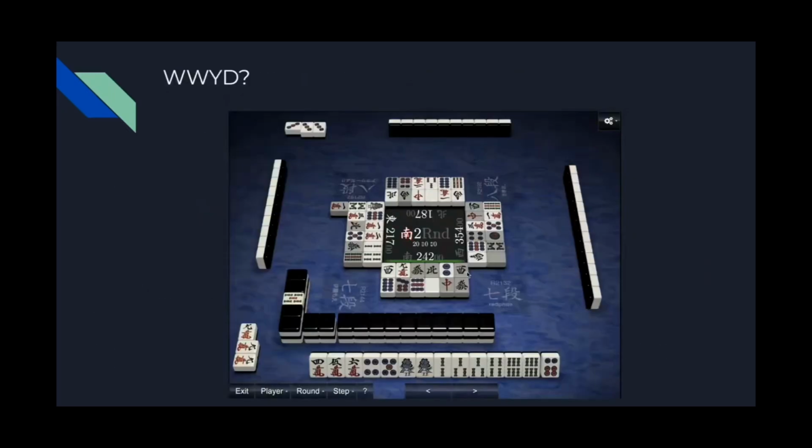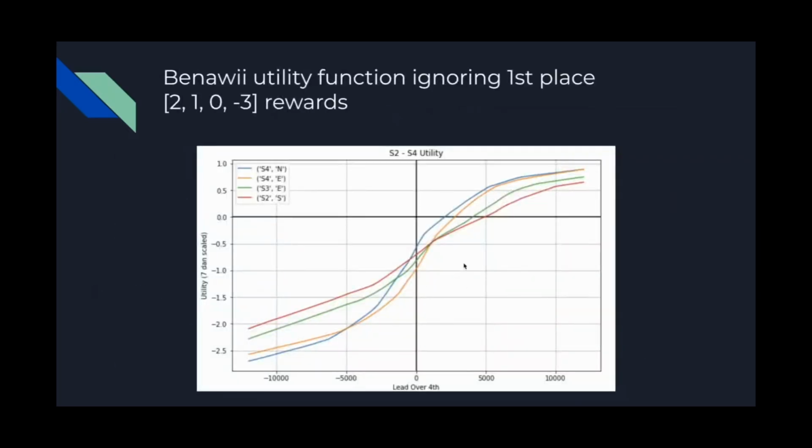Okay, so I guess first to clarify, we're looking at the South 3 line because if we win, we're going to move the game to South 3. And this utility function is the value at the start of a round. So if we win 3,900 from a 4K lead, we would move up to around 8K on the green line, which looks like around 0.6.